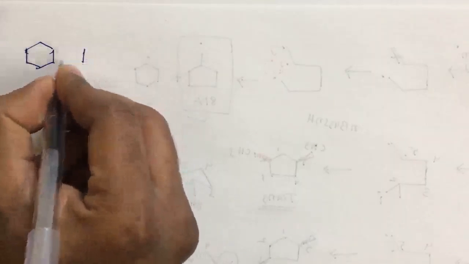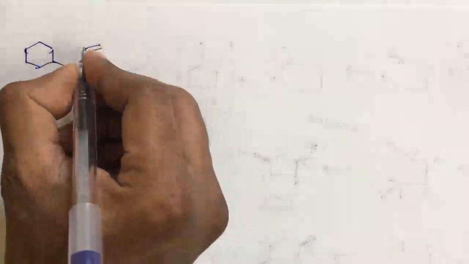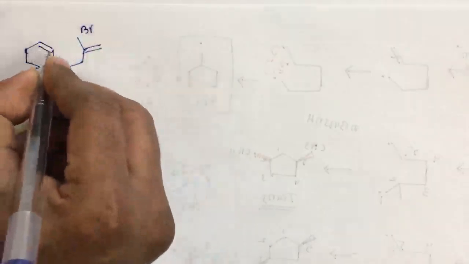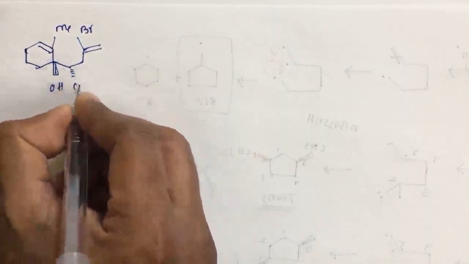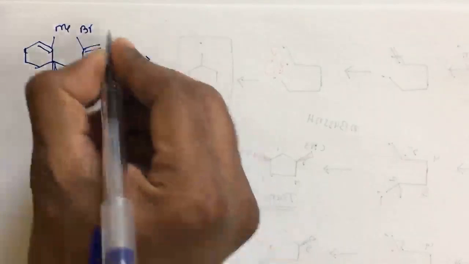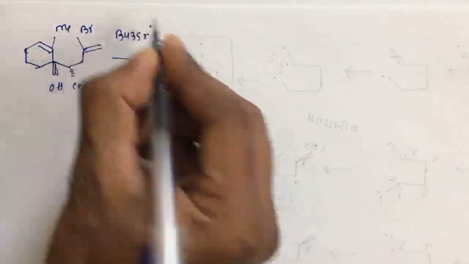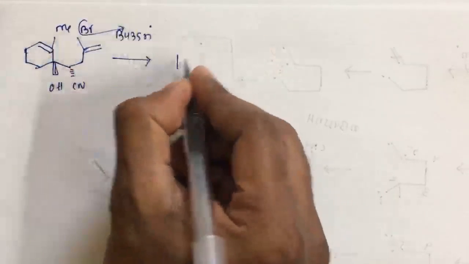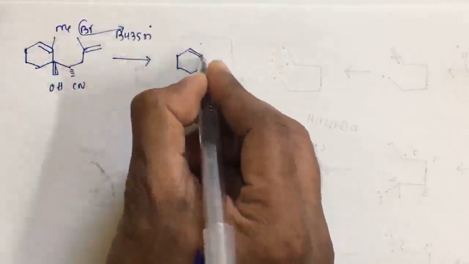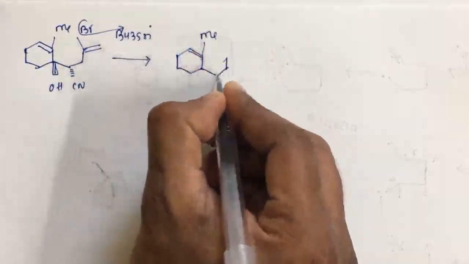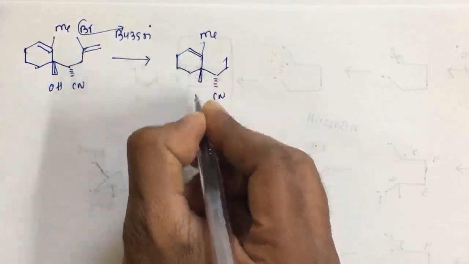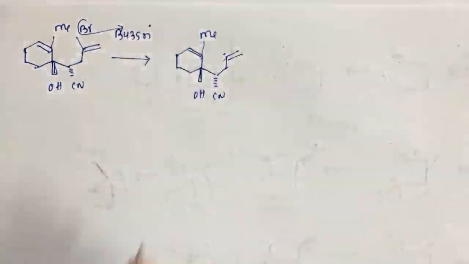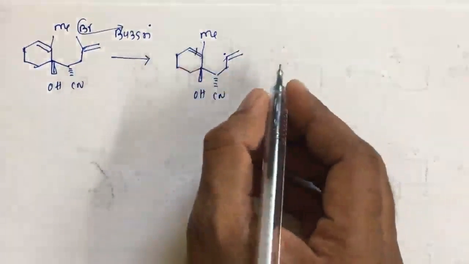And then next we have this, also important, Br, methyl, OH, and here we have cyanide. So now Bu3Sn radical comes, that takes this bromine, methyl group here, this cyanide OH, and here we have this radical. So now this homolytic cleavage takes place.